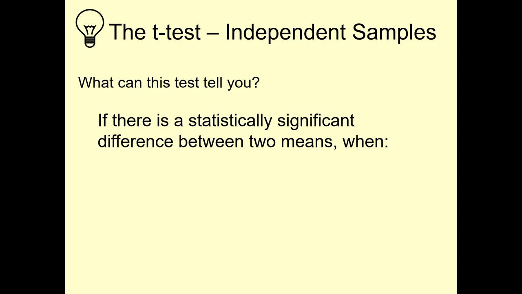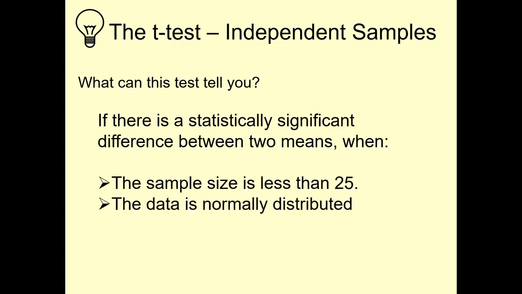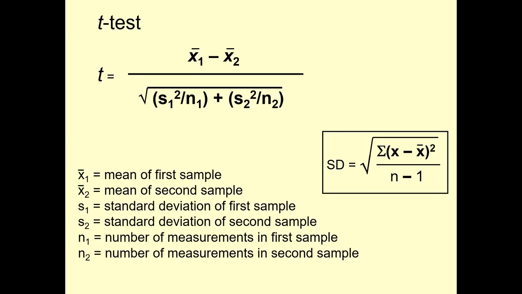Okay, and you can only do this when the sample size is less than 25 and the data is normally distributed. Now, what do I mean by normally distributed? I mean, is it like a bell curve, things like that. If you have no idea what I'm talking about, please view the other videos to get yourself acquainted. It will be under standard deviation. But on with this one.